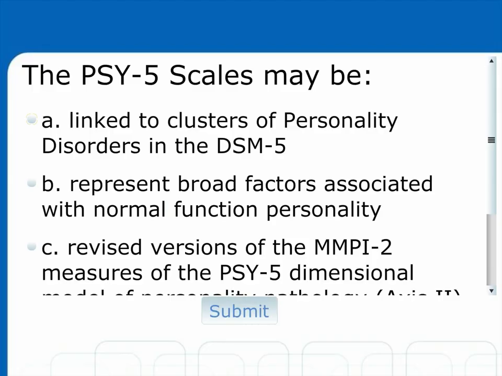We've now reached our final review question. The Psy-5 scales may be A, linked to clusters of personality disorders in the DSM-5, B, represent broad factors associated with normal functioning and personality, C, revised versions of MMPI-2 measures of the Psy-5 dimensional model of personality pathology developed by Harkness and McNulty in 1994, or D, all of the above. The correct answer is D, all of the above.